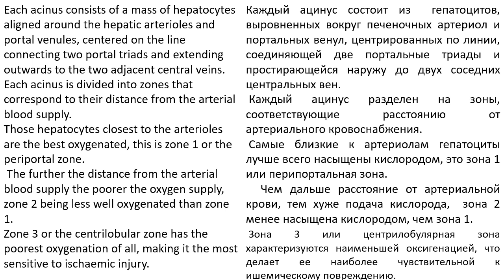Each acinus consists of a mass of hepatocytes aligned around the hepatic arterioles and portal venules, centered on the line connecting 2 portal triads and extending outwards to the 2 adjacent central veins. Each acinus is divided into zones corresponding to their distance from the arterial blood supply. Those hepatocytes closer to the arterioles are the best oxygenated, and this is zone 1, or the periportal zone. The further the distance from the arterial blood supply, the poorer the oxygen supply, zone 2 being less well oxygenated than zone 1. Zone 3, the centrilobular zone, has the poorest oxygenation of all, making it most sensitive to ischemic injury.